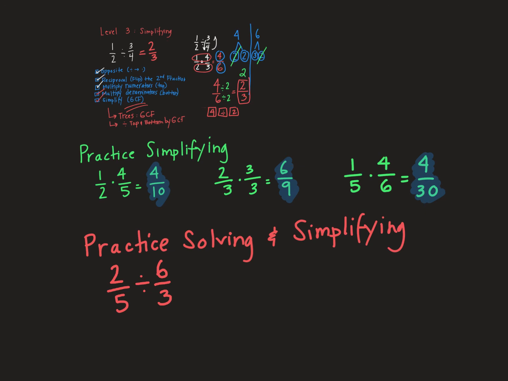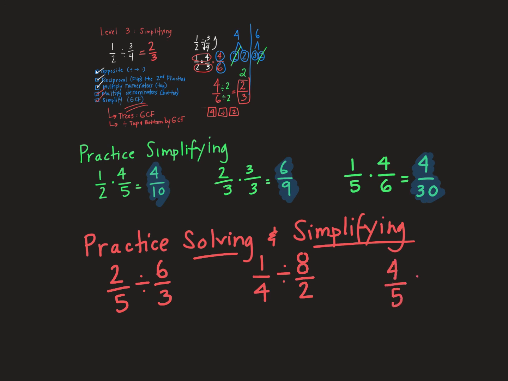The next one, you're going to have 1/4 divided by, go ahead and write that down, 8 over 2. And then the last one, you're going to solve and simplify. So you're going to do 2 things for the last one also.